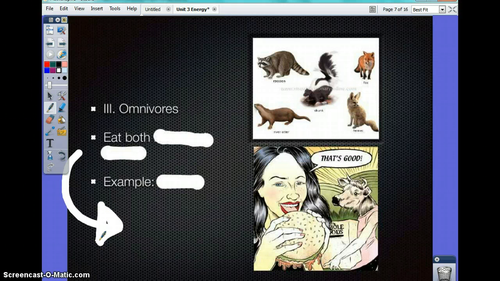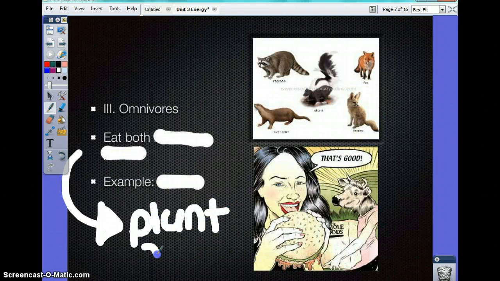Okay, and this is the same thing as the last slide, kind of. They eat both plants and meat. And an example is humans.